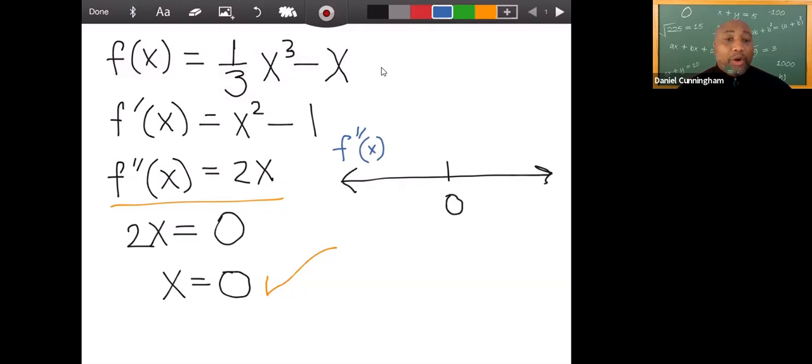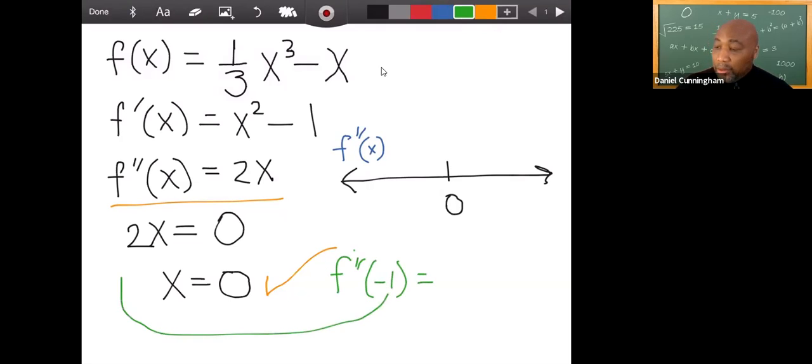And the second derivative is underlined in orange because we're looking at concavity. We're plugging numbers into the second derivative. So pick a number less than 0, let's say -1. So f double prime of -1, we plug that into our second derivative. That gives me a -2. I don't particularly care about the number itself, but just the sign. And so in this particular region or interval, we have negative.